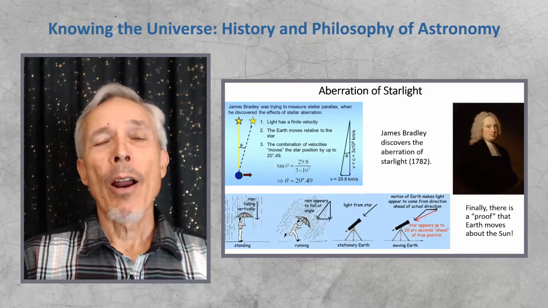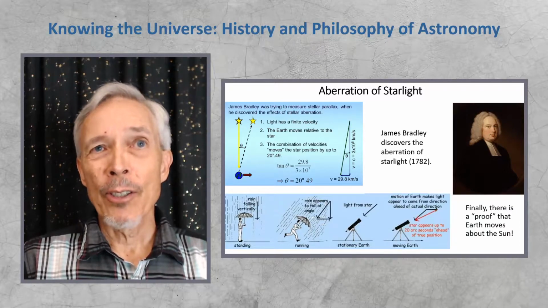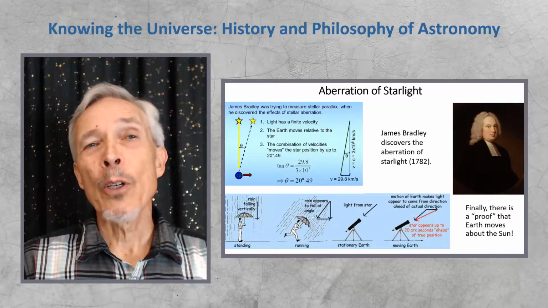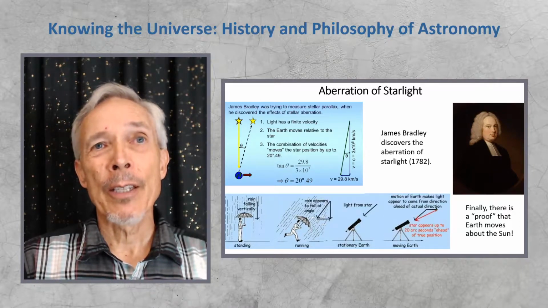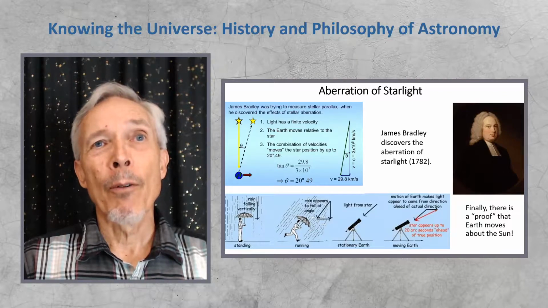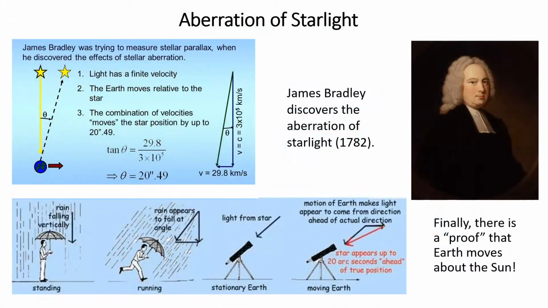Meanwhile, astronomers were working on another foundational issue. Nobody knew what the distance to any star was, over 200 years after the invention of the telescope. The reason, of course, is that the stars are very far away. So if we look at the geometry of the situation, we see what people were hoping to do, which is discover the aberration of starlight.